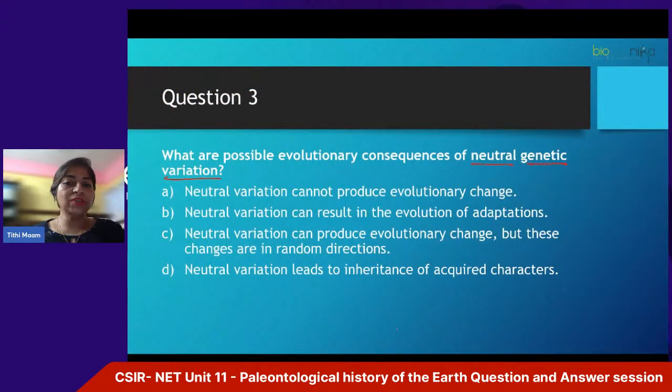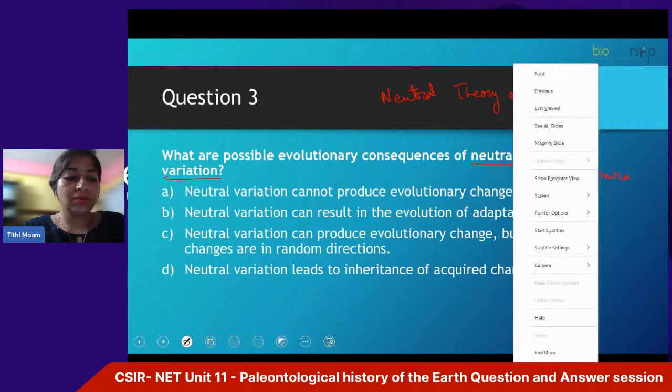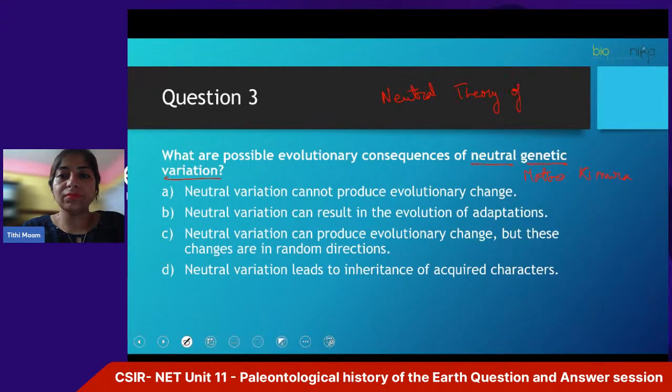Okay, yes. So this question is about neutral genetic variation. Neutral genetic variation is described in the neutral theory of evolution given by Motoo Kimura. Sorry, I'm so sorry. It is given by Motoo Kimura, and it is called the neutral theory of evolution.